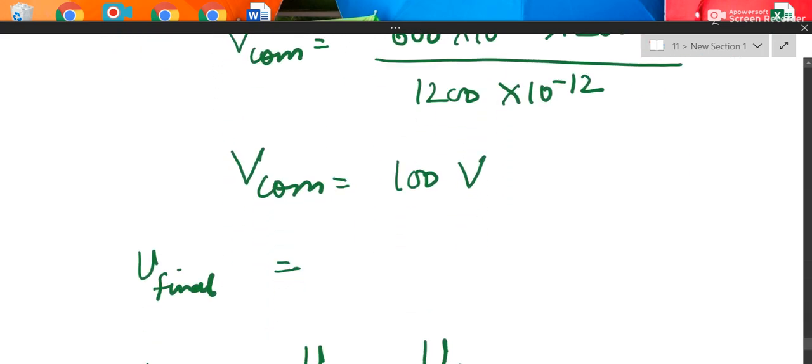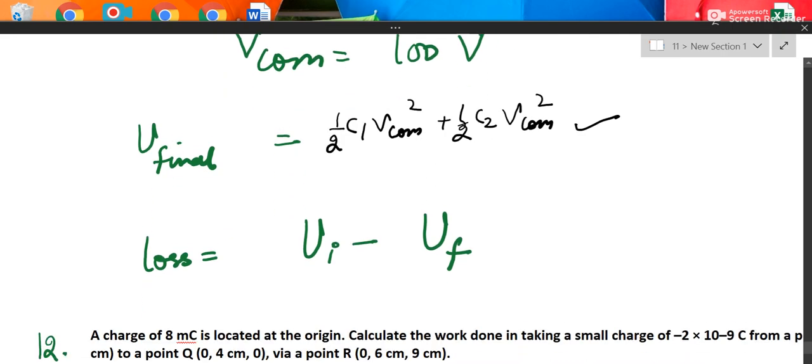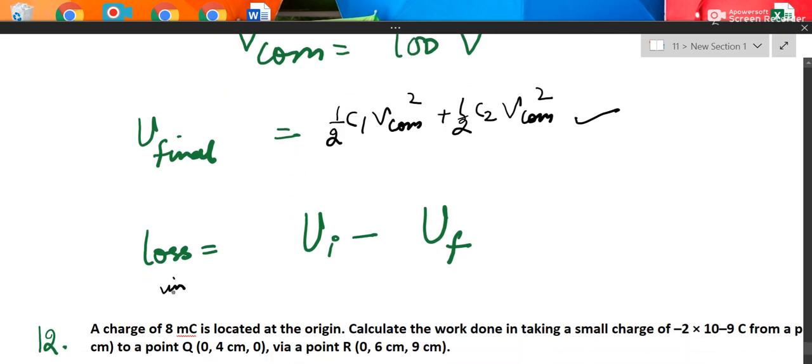Now when the common potential is ready, you can find out your final energy, which is half C1 V common square plus half C2 V common square. This is your final potential energy. And how to find out the loss in energy? Loss in energy will be found as initially greater. So the initial energy that you have found, half C1 V1 square plus half C2 V2 square, and the final is this. Put in the calculated numbers, and you will get the answer.